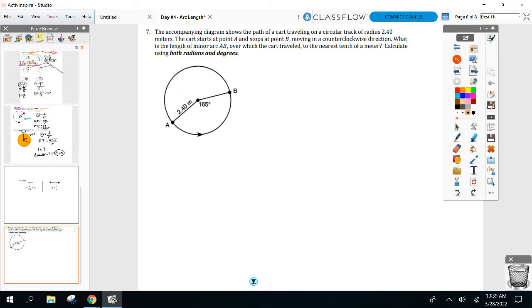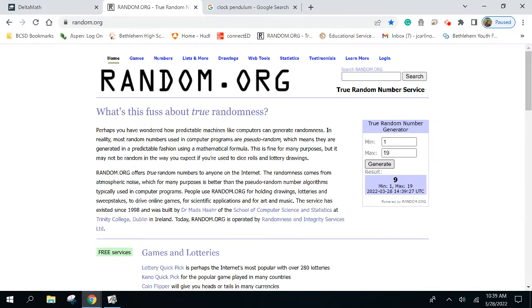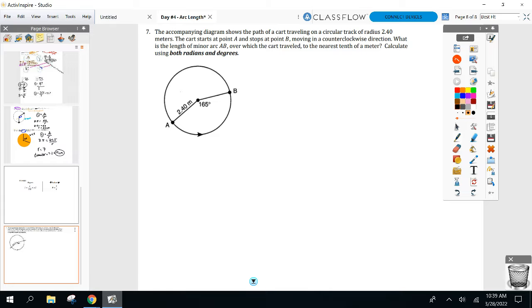So it's given us a radius of 2.40 and a central angle of 165 degrees. What's the length of minor arc AB? First, minor arc. Am I looking at the bigger or the smaller one up here? Smaller. The one that's less than a semicircle. So this one right here. What's the length of that arc?